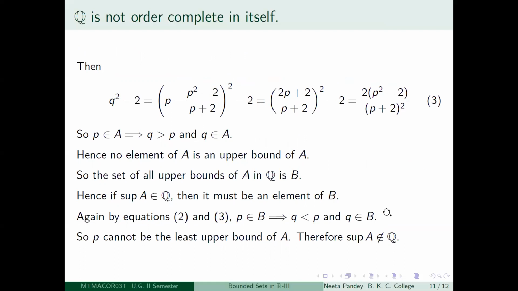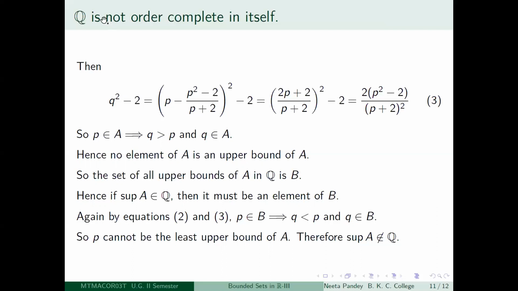So B consists of all upper bounds of capital A, and it does not have a least element. Whatever be the element of B, take any P in B, you will be able to get a smaller element in B than that. There will be a Q which will be less than P and Q will belong to B. So no little p belonging to B can be the least upper bound of A. So therefore, you will not get the supremum in the set of rational numbers.